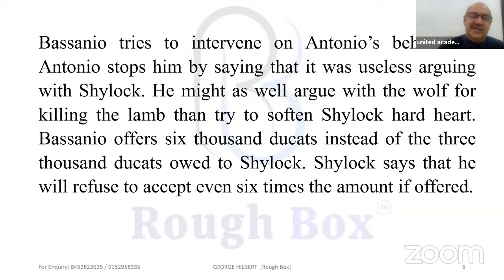So 3,000 ducats is the principal amount owed. Bassanio is willing to give him double. Shylock says, even if you give me 6 times over, I will not accept.